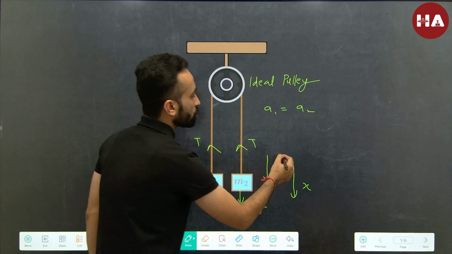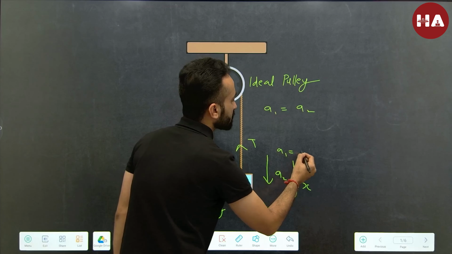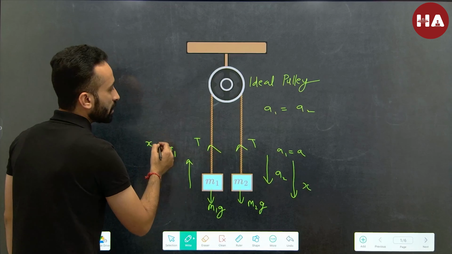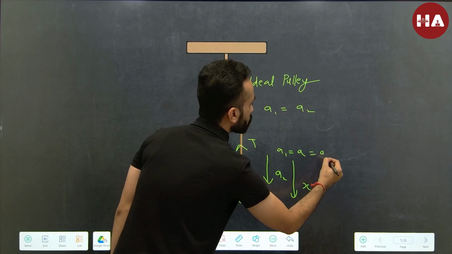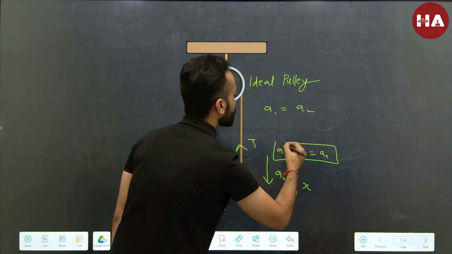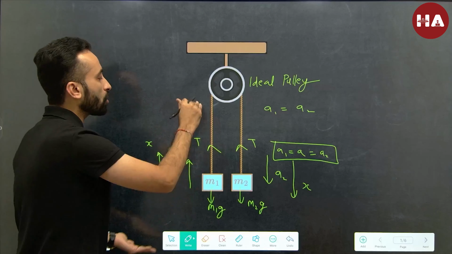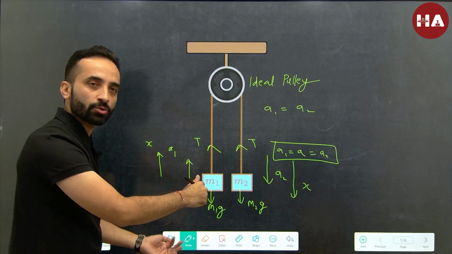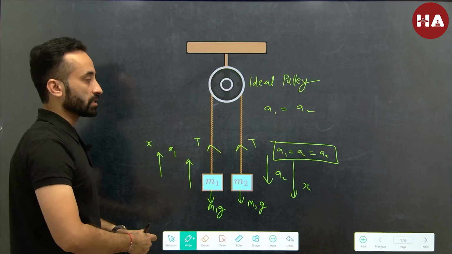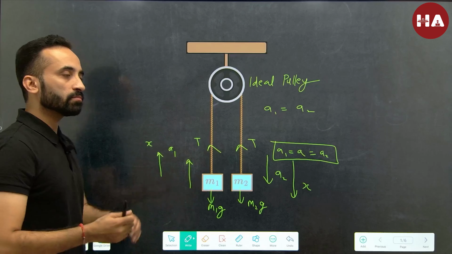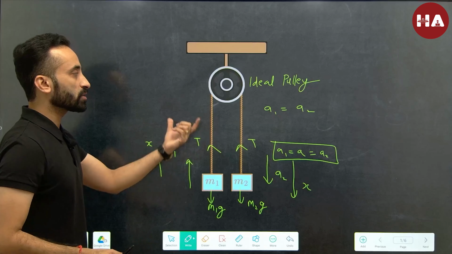So at the same time you can now write that, let's say if a1 is equal to a, then a2 is also equal to a. So both the accelerations are equal in magnitude and opposite in direction. How do we use this in the further problems? We'll quickly discuss that, but I'll give you time to copy this down.